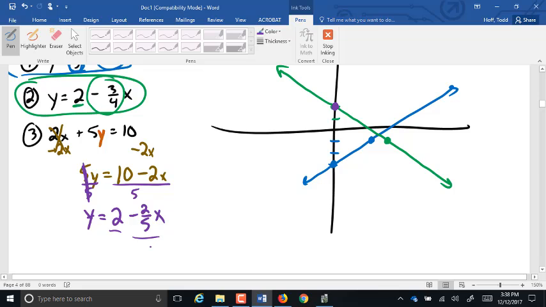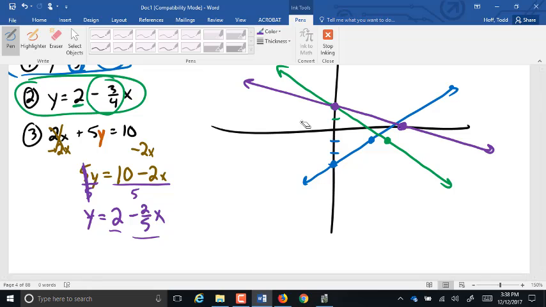+2. And from there, we will go down 2/5. Remember, we said the negative goes with the rise. The rise is either up for positive, down for negative. The run is always positive, always goes left to right. So there's our lines on the graph.